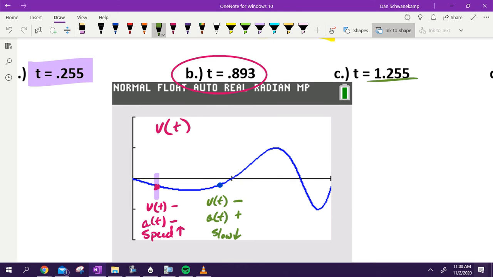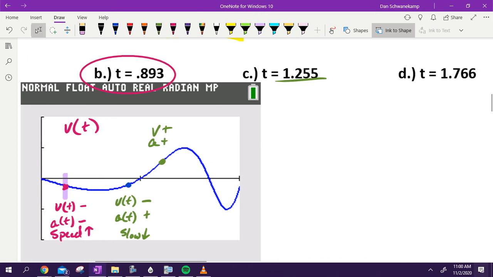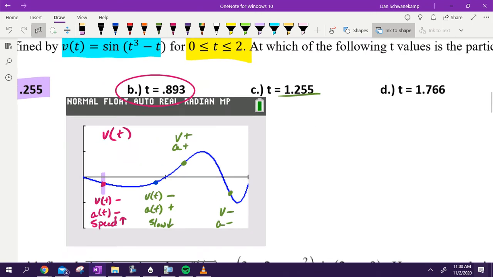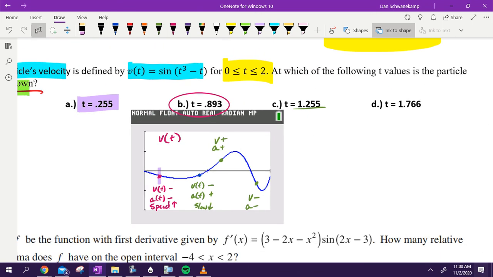Okay, I'll just do it quickly. 1.255. Oh, that's like right there. My velocity is positive because I'm above the x-axis. My acceleration is positive because I have positive slope. I'm speeding up. That's not what I want. And then 1.766, that's like right there. My velocity is negative because I'm below the x-axis. My acceleration is negative because I have negative slope. I'm speeding up there as well, so I don't want that. Okay, so B is the one I wanted there. Make sense on that one?